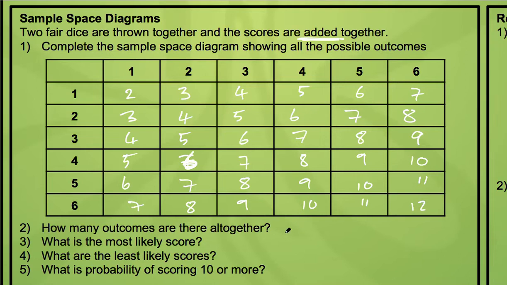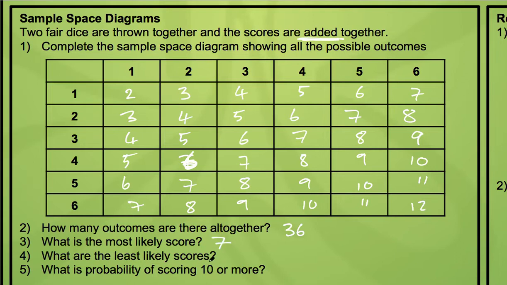How many outcomes are there altogether? Well, we've got 6 in this direction and 6 in that direction. 6 times 6 is 36 outcomes in the grid that I've written in there. What is the most likely score? Well, we can see that the longest diagonal of these same scores is with 7s. There are 6 7s there, and anything else is fewer of the number. So most likely score is a 7.